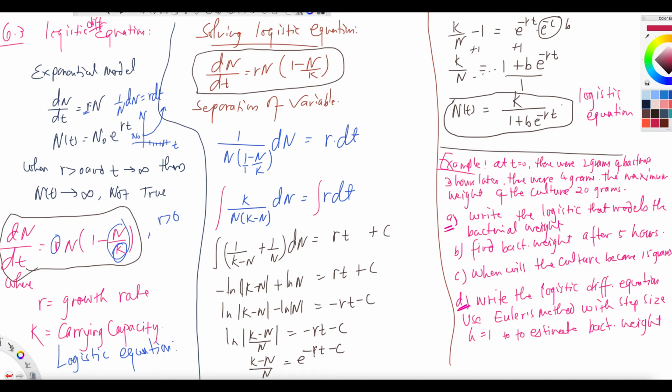And number E is, at what time does the culture weight or bacterial weight increase most rapidly? Number E is, at what time does the bacterial growth increase most rapidly? That is the last question.